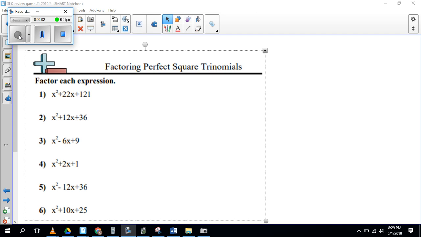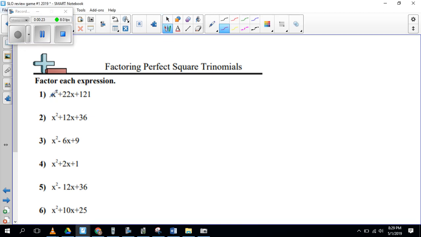Okay, this section is going to be about factoring perfect square trinomials. Remember, trinomials have 3 terms, and they have to be perfect squares. So the first and the last term have to be perfect squares. If we look here, first of all, is x squared a perfect square? Yes, because x times x gives us a perfect square.